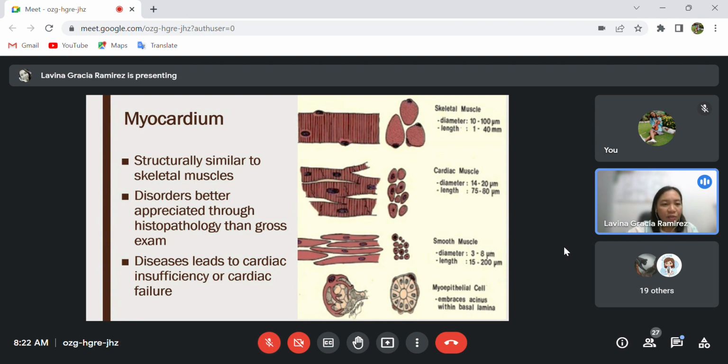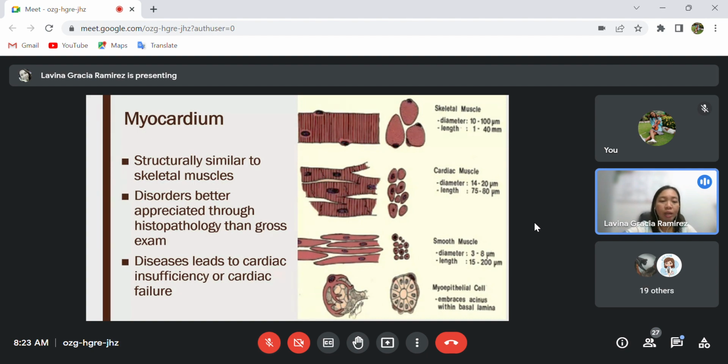Aside from that, disorders are better appreciated through histopathology than gross exam because it's very difficult to see in the gross exam. For example, we have a common description of enlargement of the heart, but we cannot see if that enlargement happens in a certain area only or in the totality of the structure of the heart or a portion of the chambers. Kasi later we will talk about hypertrophy, which could lead to pressure overload or volume overload. So titignan natin, doon lang ba sa ventricles or totality of the structures of the heart.